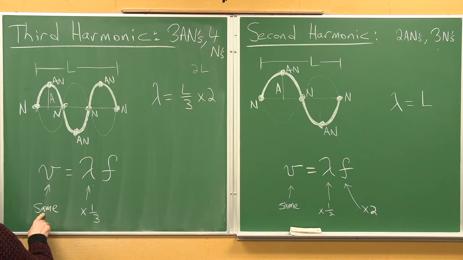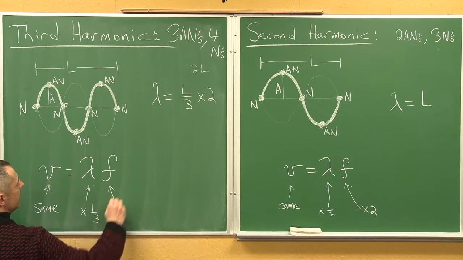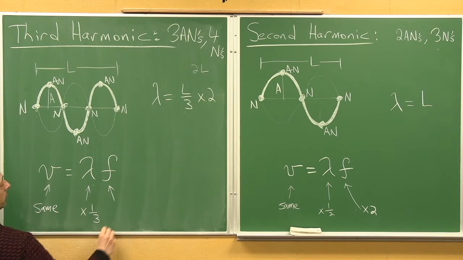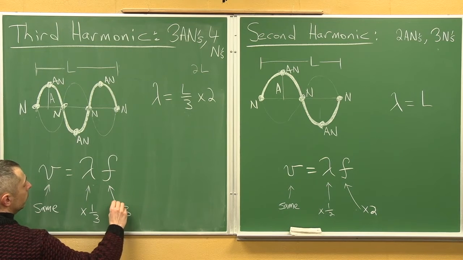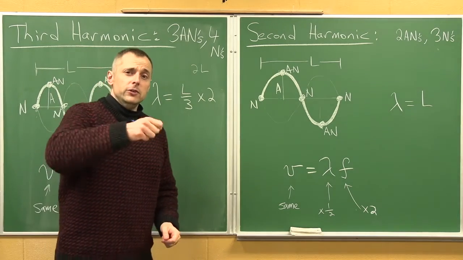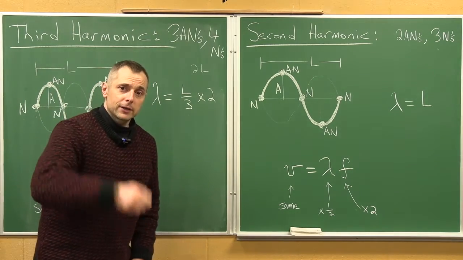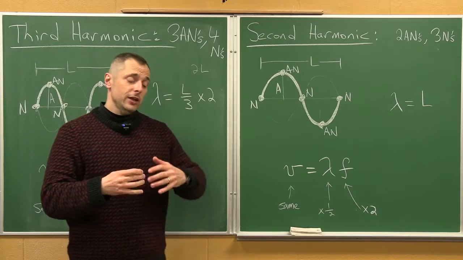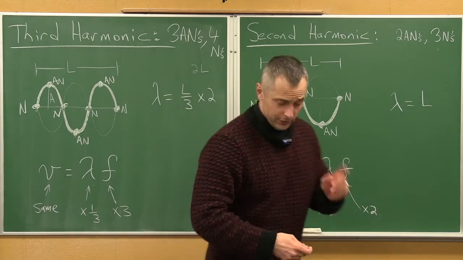Well, if this has got to be the same, and I just made this smaller, I have to make this bigger by the same factor in order for this equation to hold. Okay, so the frequency will be 3 times the amount. So the fundamental frequency was slow, the third harmonic 3 times as fast, and you'll set up the third harmonic.